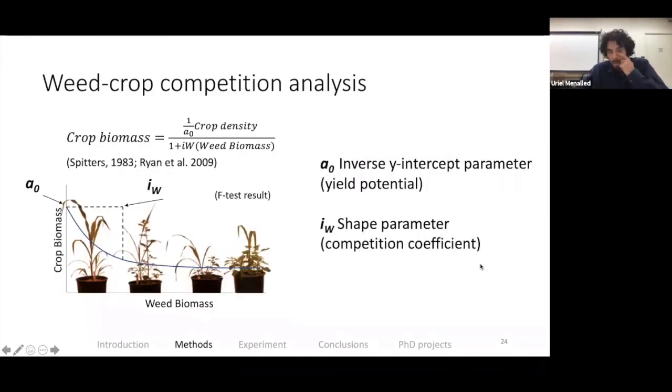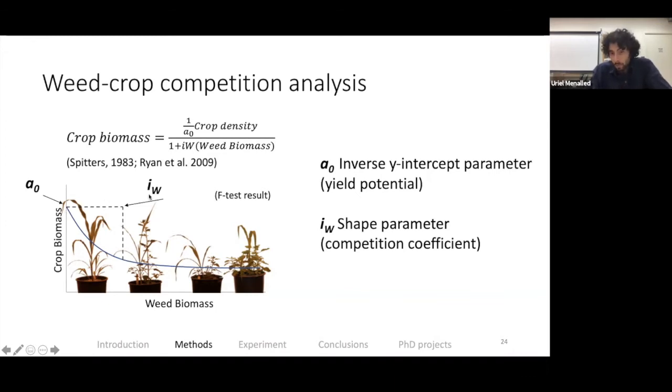So this next slide is going to show you the results of my weed crop competition experiment. But before I do that, I want to dig into what composed my competition curves. So my competition curves were 2-parameter models. The first parameter was A0, and the A0 parameter basically reflects the y-intercept. And consequently, it shows yield potential, right? It shows how much the crop can yield in the absence of weeds.